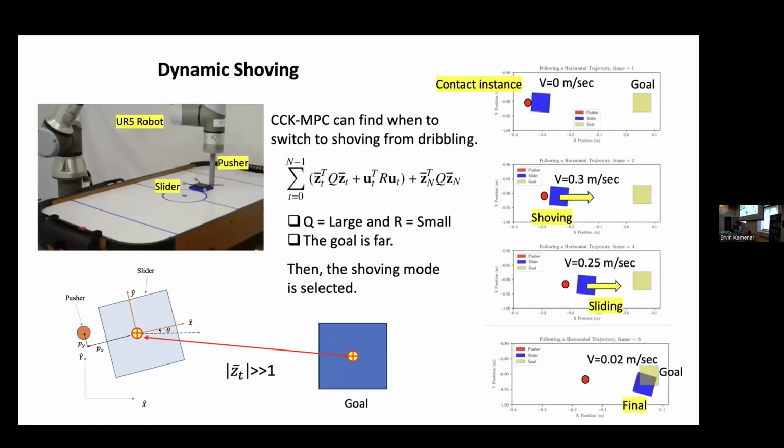Interestingly, using the same control framework, MPC, if you just change the weight matrices, Q penalizing the tracking error, we penalize more, and the control-side penalty is smaller, and you abruptly change the goal to the far point, it turns out the MPC controller determines shoveling as opposed to dribbling. And that kind of switching occurs automatically.